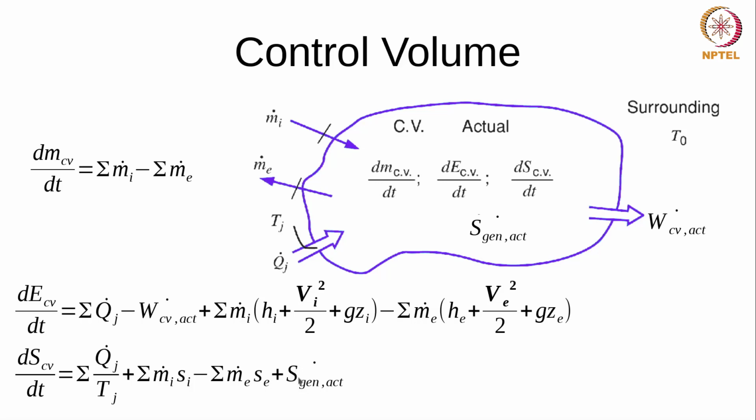In addition to this, because this is a real control volume which undergoes actual processes and is not ideal, we have entropy which is generated because of irreversibilities, because of friction, because processes are not quasi-static, because of heat transfer, any other heat transfers which are not shown here, and so on. So we have S_gen,act. Actually speaking, all heat transfers should be considered here, so this would be due to irreversibilities alone. So we have the entropy equation as well over here.